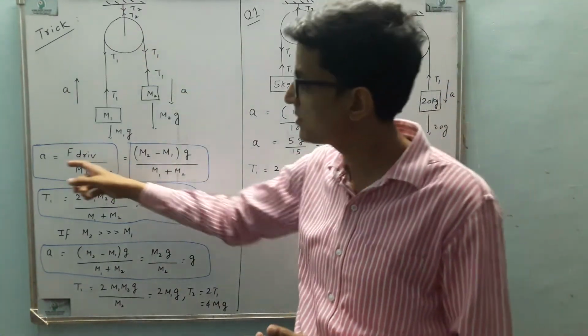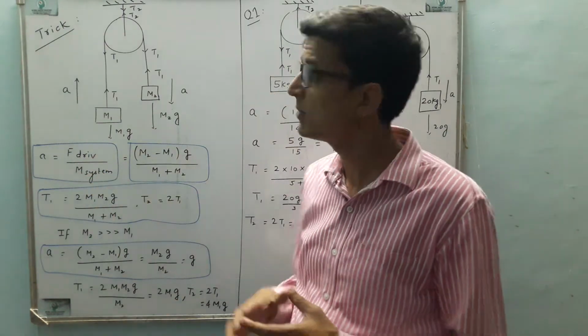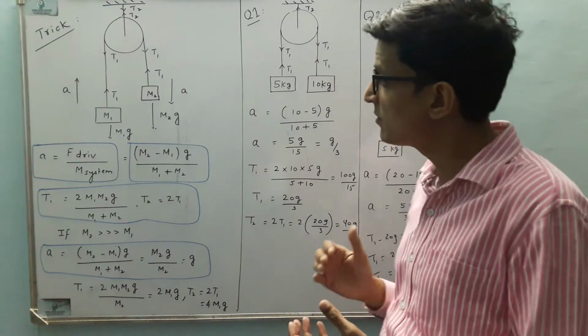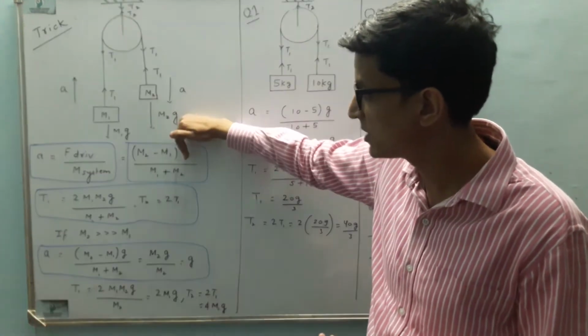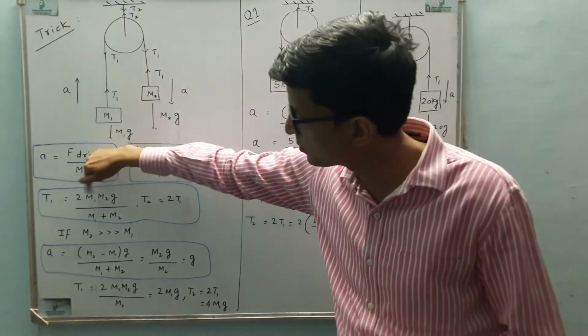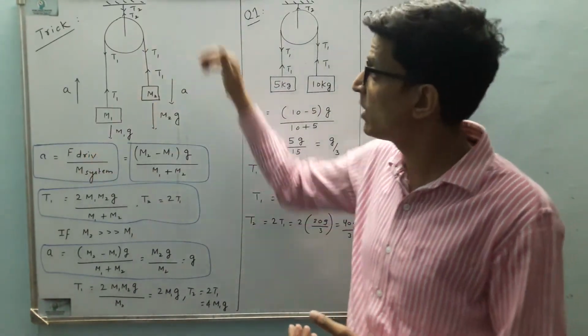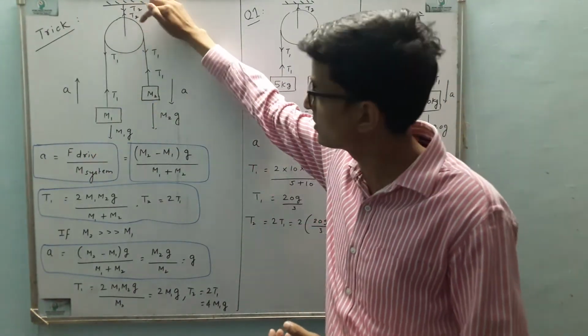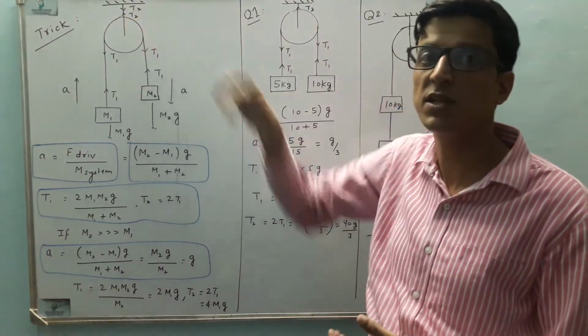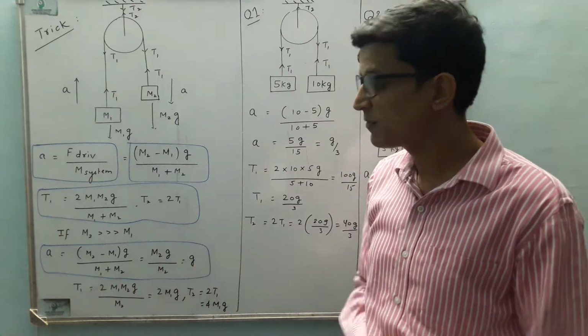The trick is that acceleration is the driving force upon the mass of the system, because these two masses will move together. So we have the driving force as (m2 minus m1)g divided by (m1 plus m2), and the tension in this string is equal to 2 m1 m2 g by (m1 plus m2), whereas on the rope it's double of that. You can do the FBD of this, and T2 is equal to twice T1 because the pulley is massless. So we have these results.